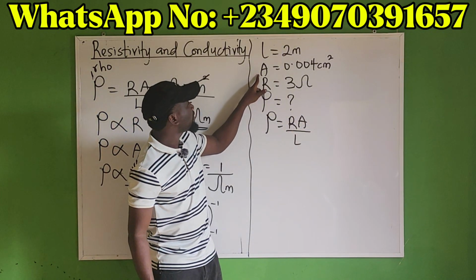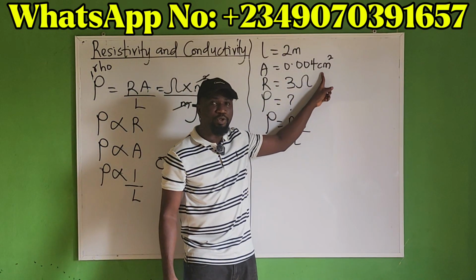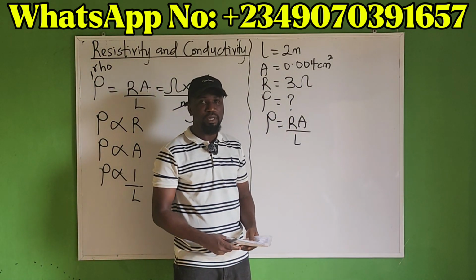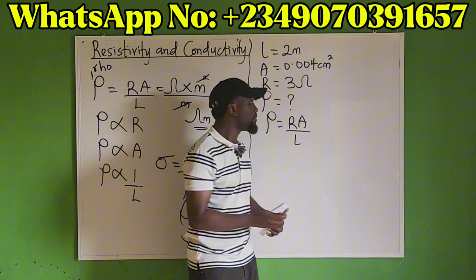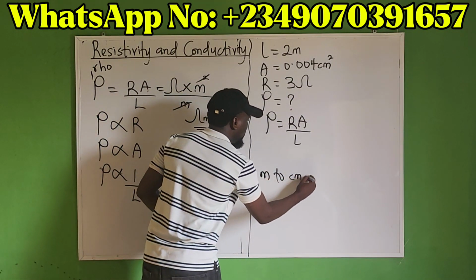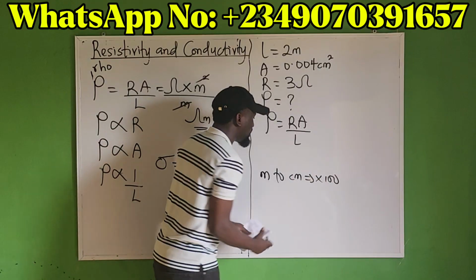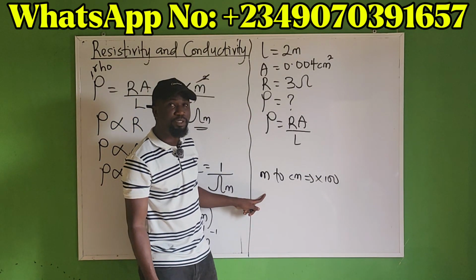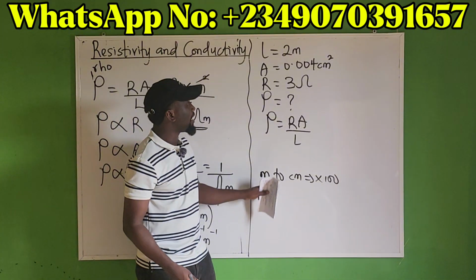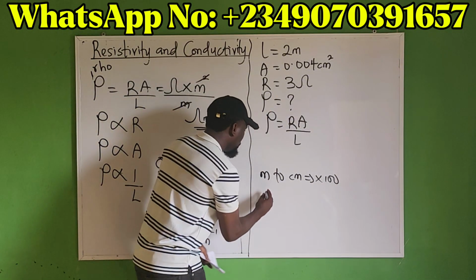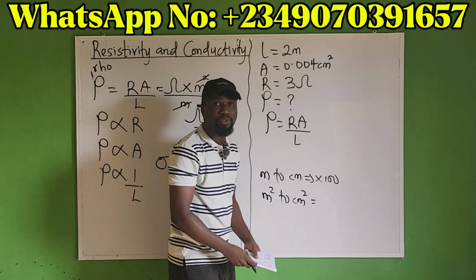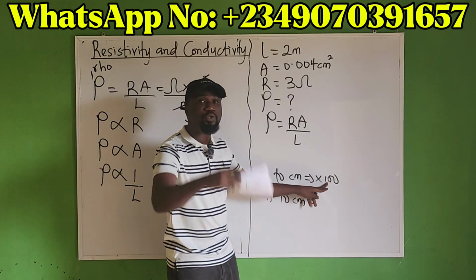The value for area we have here is given in centimeter squared. What do we do? Change centimeter squared to meter squared. How do we do that? Remember, if meters to centimeter is multiplied by 100, centimeter to meter will be divided by 100. But in this case, it is squared. So meter squared to centimeter squared will give us 100 squared.